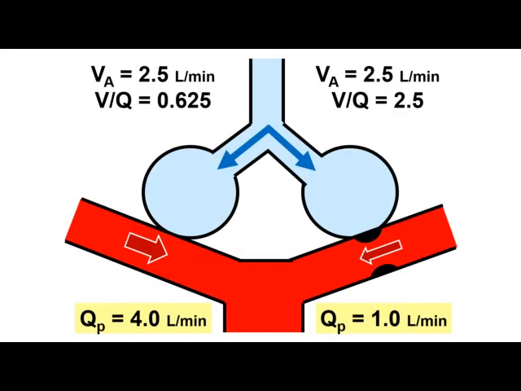All right, what about uniform distribution of ventilation, but non-uniform distribution of perfusion? This is going to give us a low VQ here and a high VQ here.